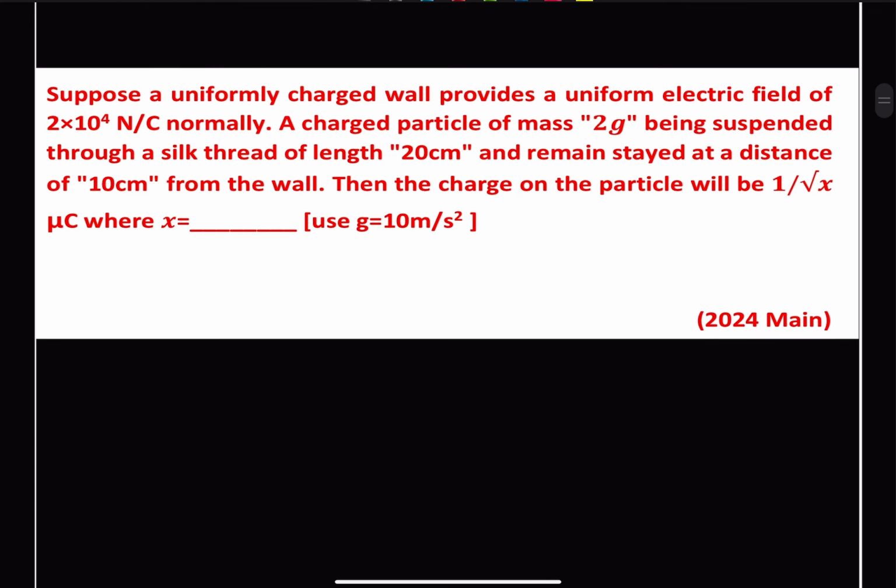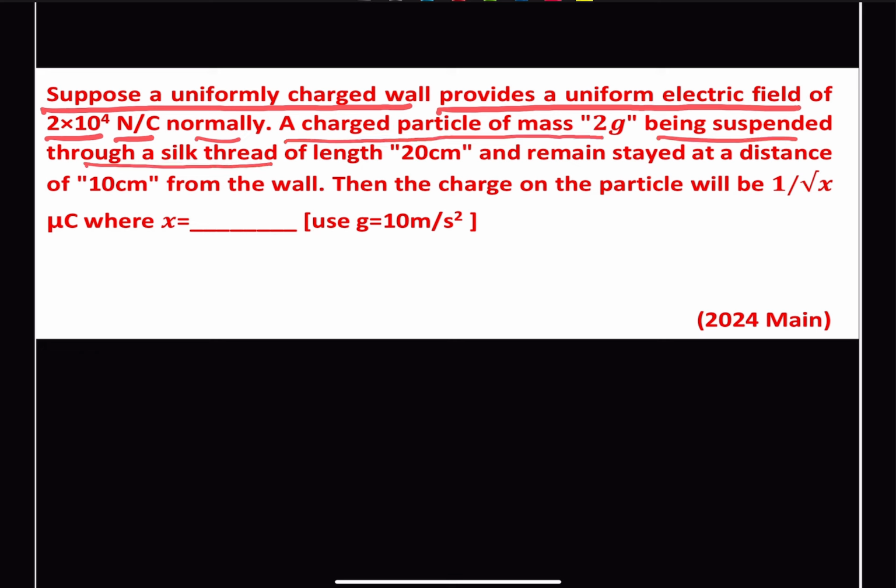It states that suppose a uniformly charged wall provides a uniform electric field of 2 into 10 to the power 4 newton per coulomb normally. A charged particle of mass 2 gram being suspended through a silk thread of length 20 centimeter stayed at a distance of 10 centimeter from the wall. Then the charge of the particle will be 1 upon square root of x microcoulomb, where the value of x is.